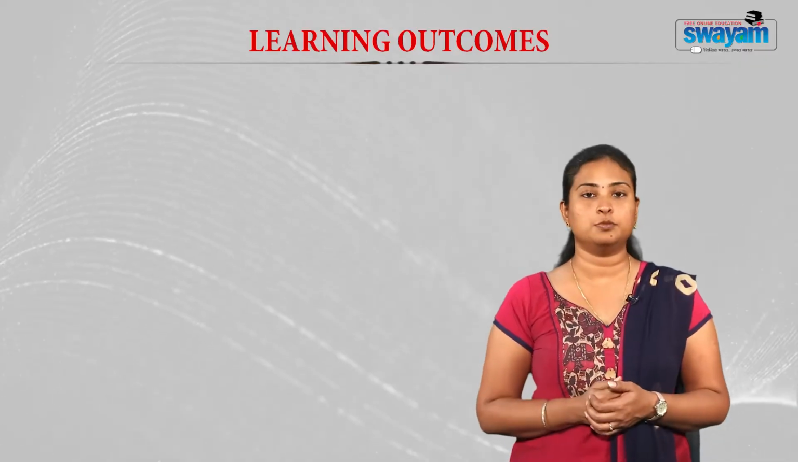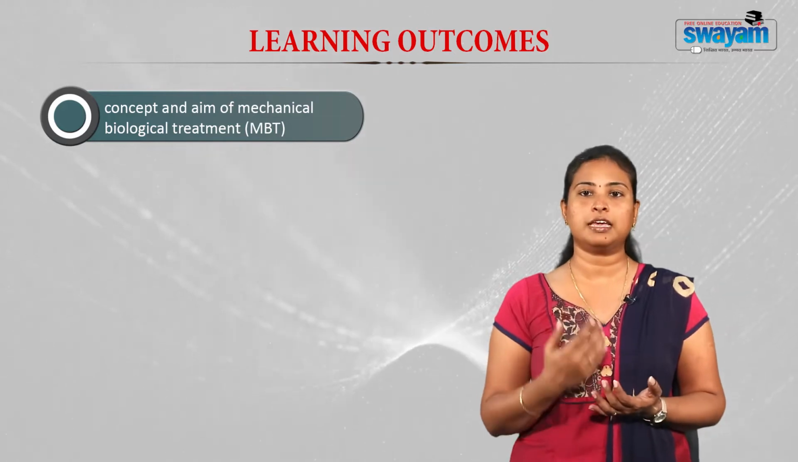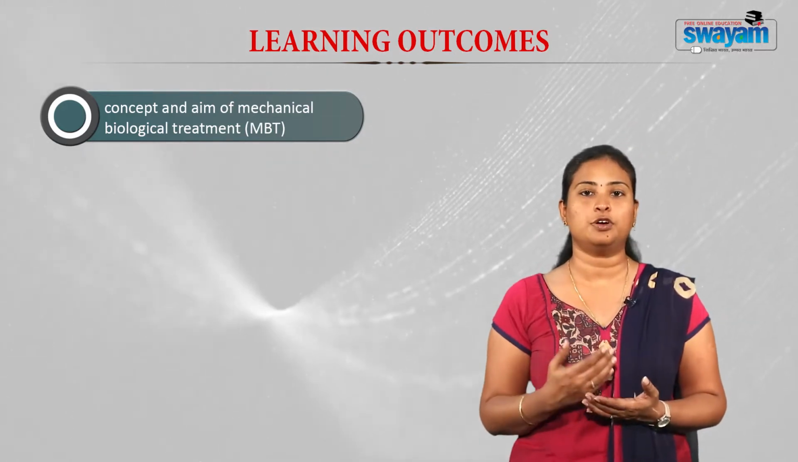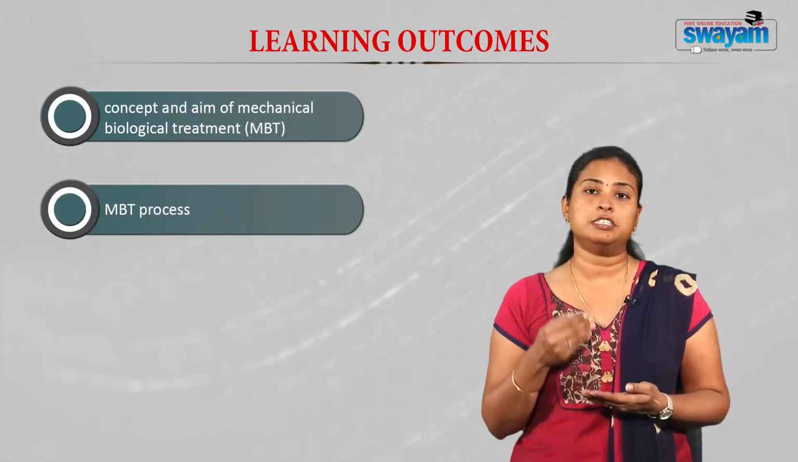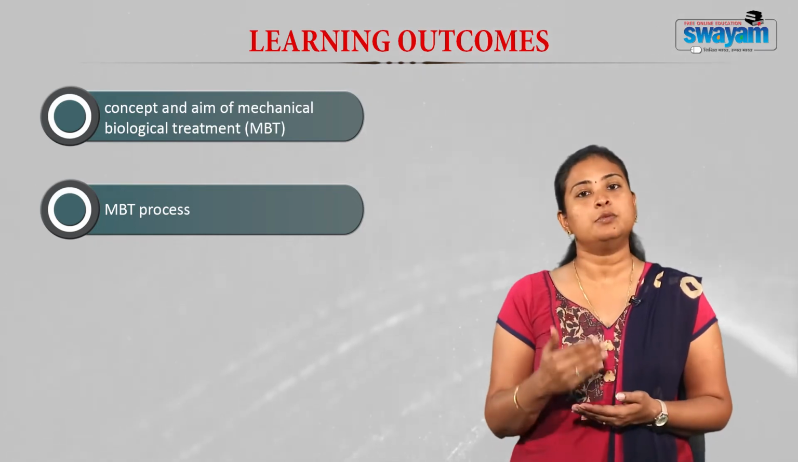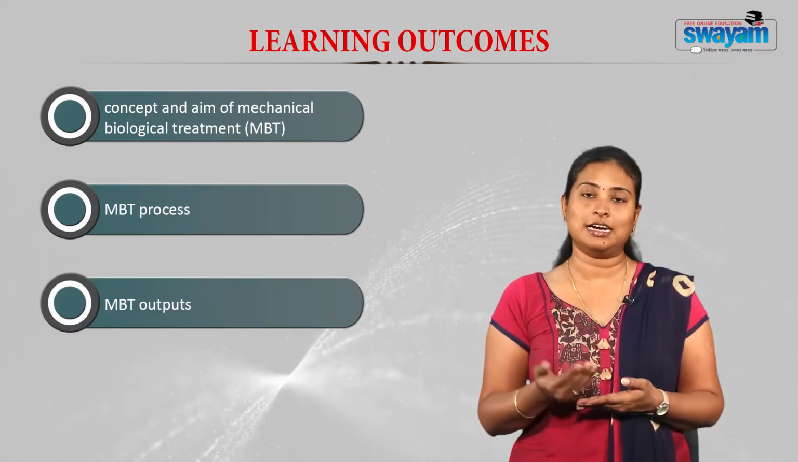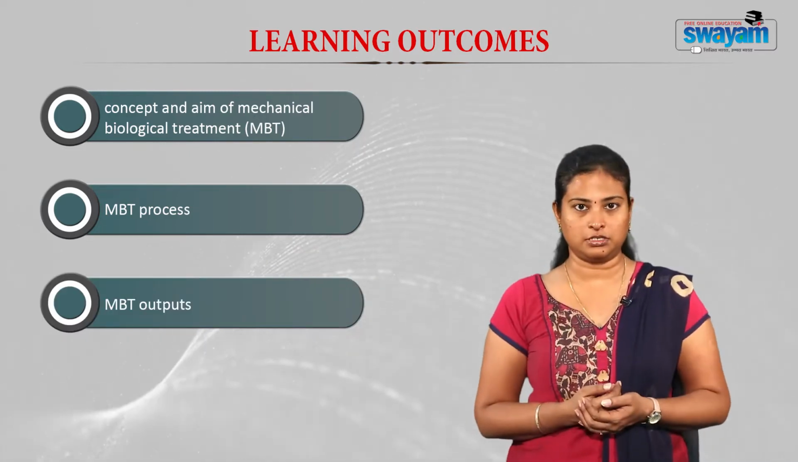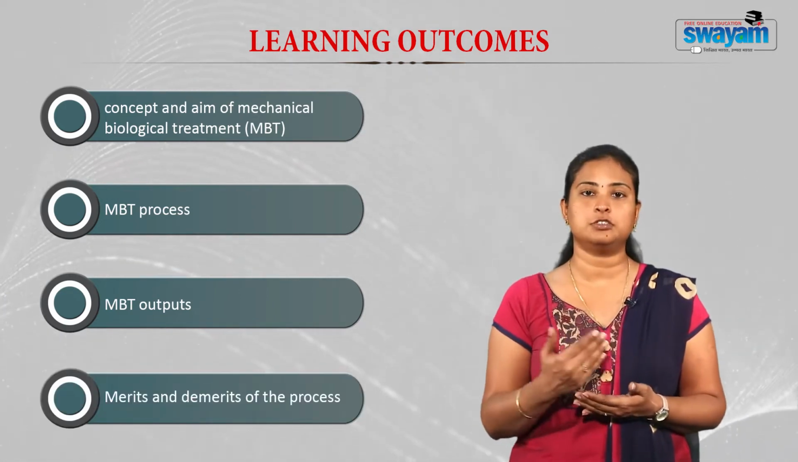With this introduction, now let us look into the learning objectives of this module. The learning objectives will be to understand the concept and the aim of the mechanical biological treatment, in short called the MBT process. Then we will discuss how this MBT process is actually carried out with a flow chart. Then we will discuss each of these processes in detail. Then we will discuss what outputs you get at the end of the MBT process. Finally, we will understand the different merits and demerits of the process.